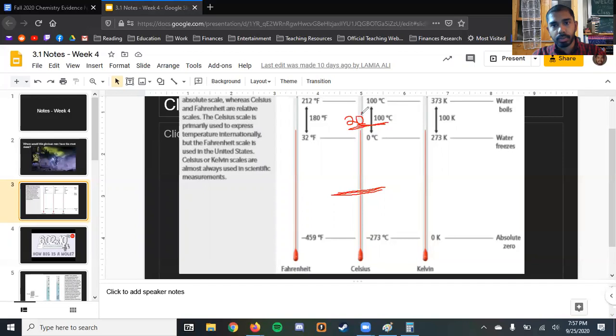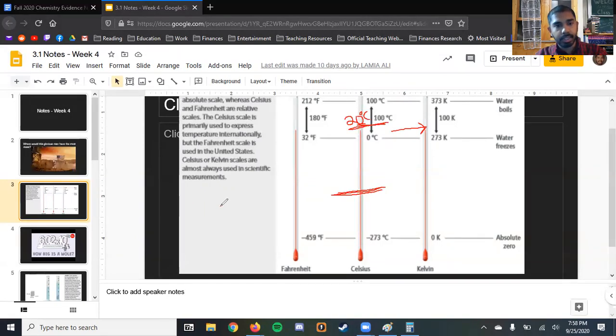We're going to first convert 20 degrees Celsius into Kelvin, which is this scale up here. So 0 degrees Celsius is 273 Kelvin. Negative 273 is 0. So the scale is pretty set. To turn Celsius into Kelvin, all we have to do is add 273. There's a decimal that goes after it, but we're not going to deal with that here.